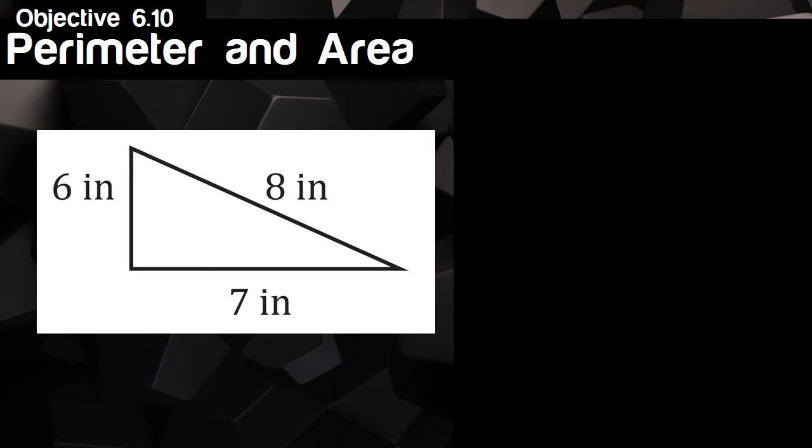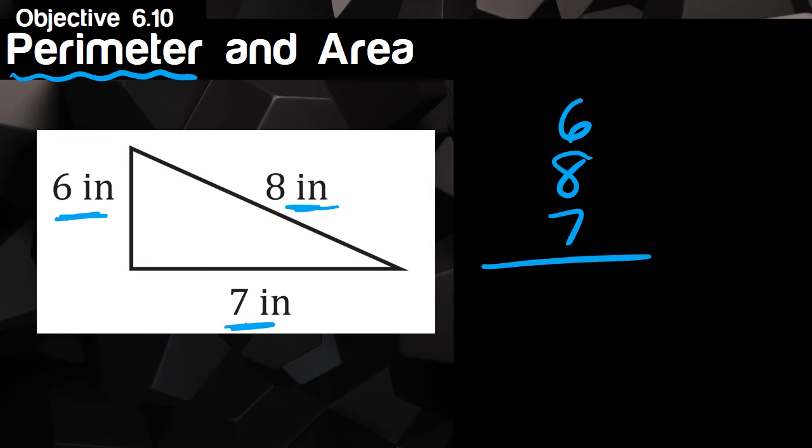So we're given some side lengths. We have everything in inches. We have 6 inches, 7 inches, and 8 inches. So the question is to find the perimeter is what we're talking about for this one. The perimeter would be 6 plus 8 plus 7. Everything is in inches. So our label is going to be inches.